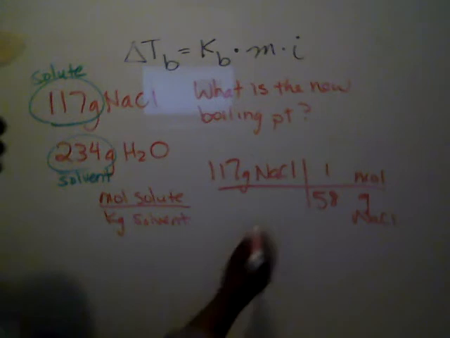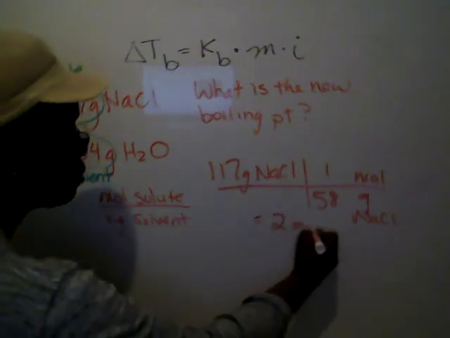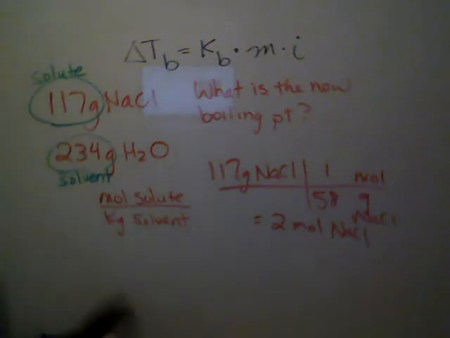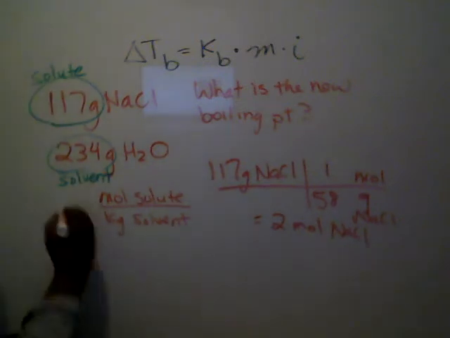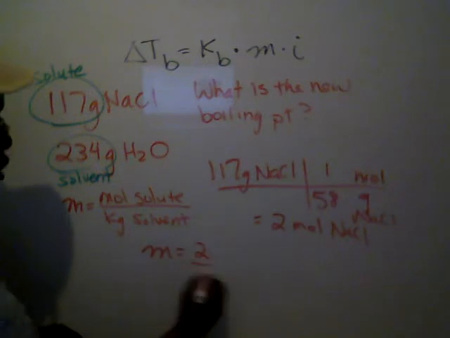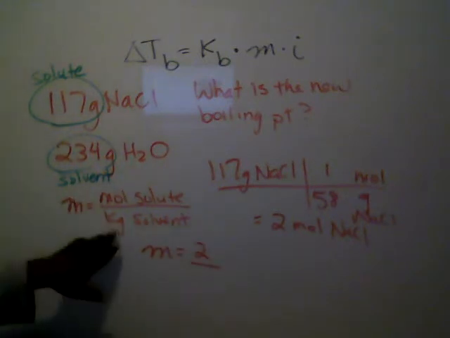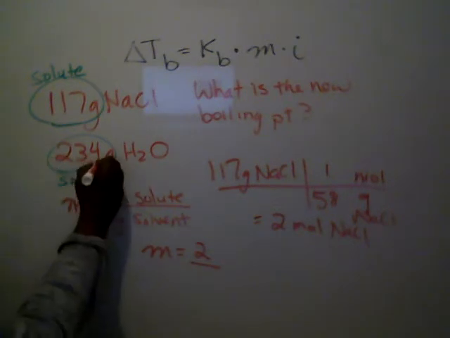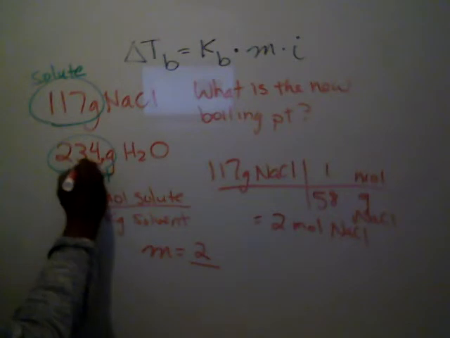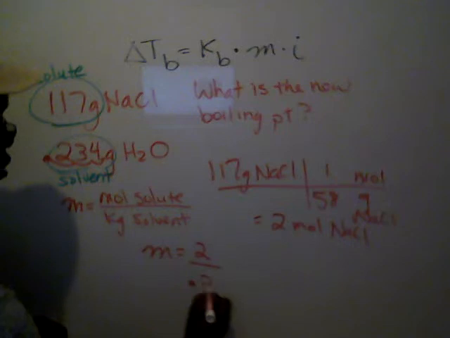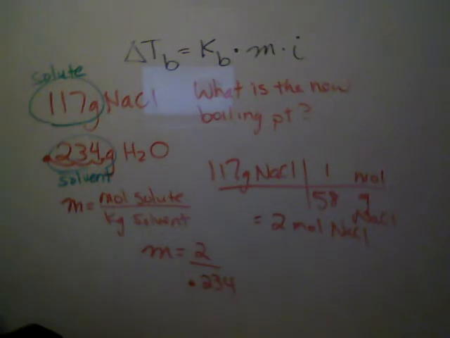When we do this division, we see that we have 2 moles of NaCl. Okay? So if we're figuring out our molality, so far we have 2 for the top. We now need to figure out the kilograms of solvent. Well, we have 234 grams of solvent. We have to convert that into kilograms. And remember, if we're converting into kilograms, we go over 3 to the left. So this is really 0.234.